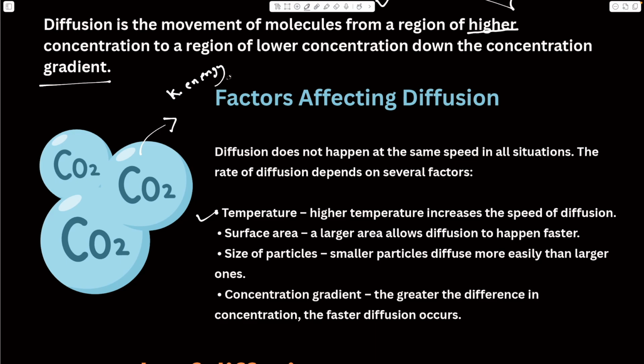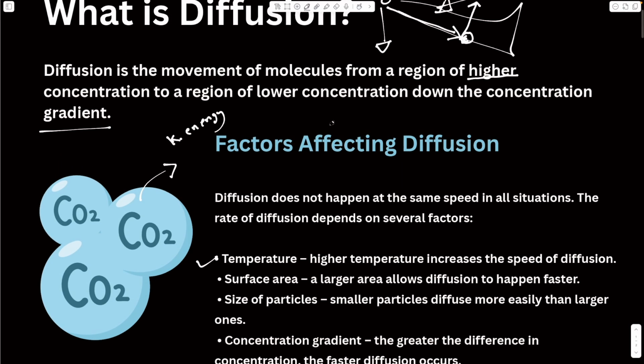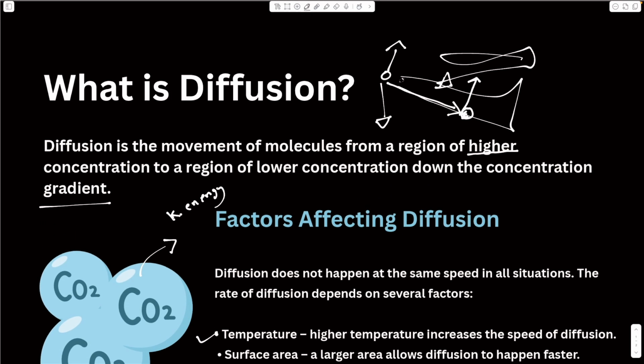Then we have surface area. How does surface area allow faster diffusion? The more the surface available, the faster the diffusion will occur. For instance, let's take an example.